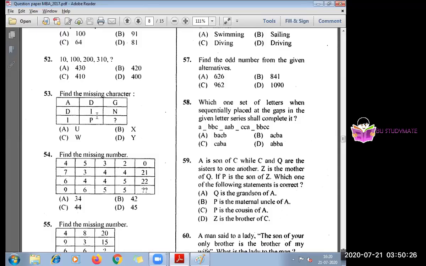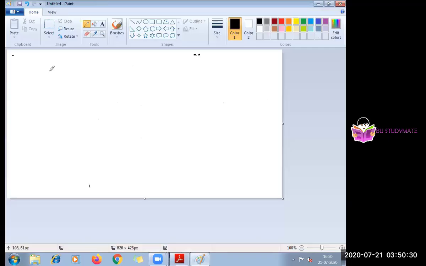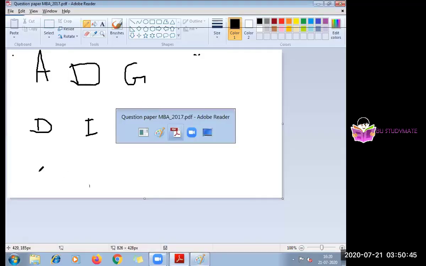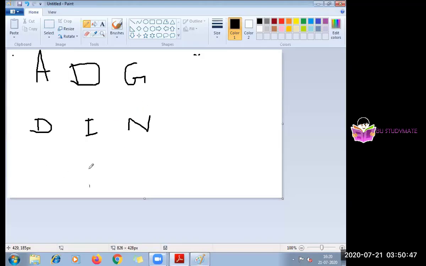So we'll look at this. ADG, see what they have given. A, D, G, D, I, N, I, P, dash. Why I told you to be thorough is very simple.